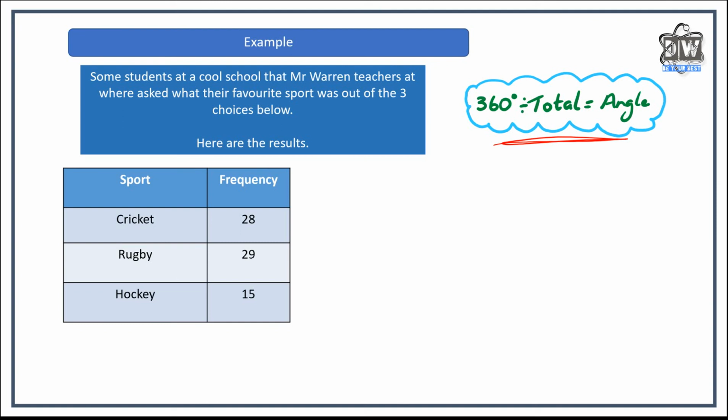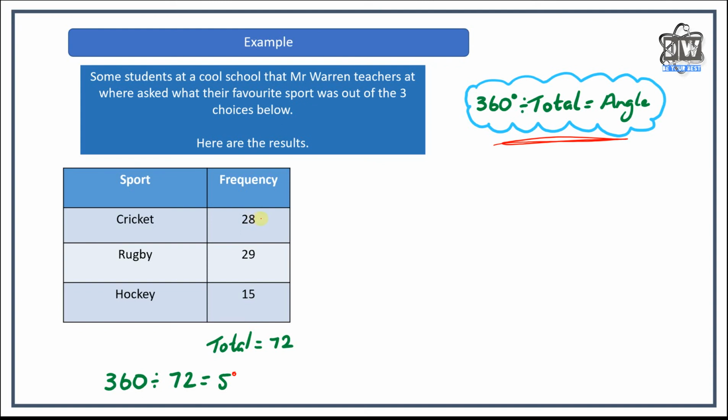So the first step was to use this formula. So we're going to take 360 and we're going to divide it by the total. So we had to add up all of these frequencies to get the total, which on this occasion was 72. So now we're going to take away the word total and we're going to input 72. And that's going to give us 5. 360 divided by 72 equals 5. For every person, they're worth 5 degrees.